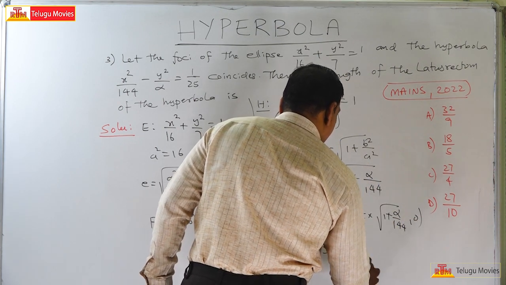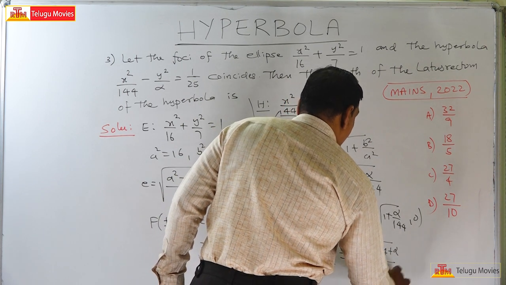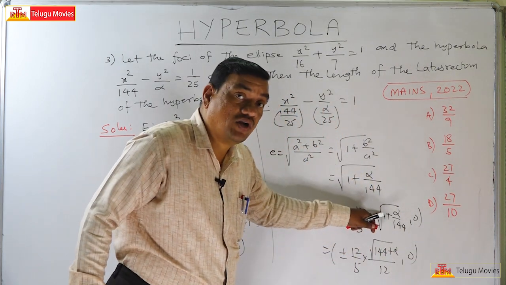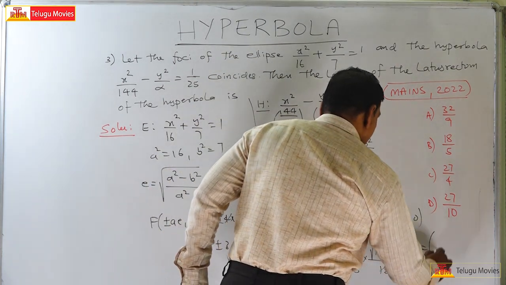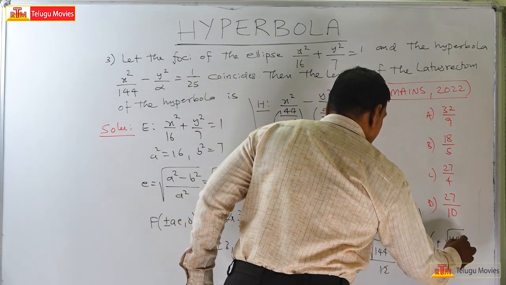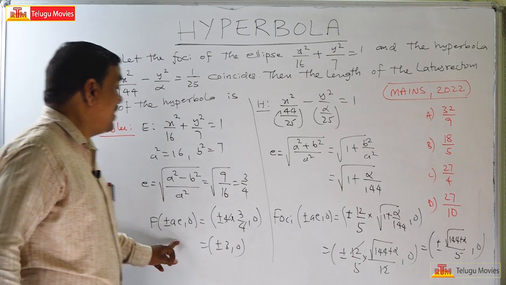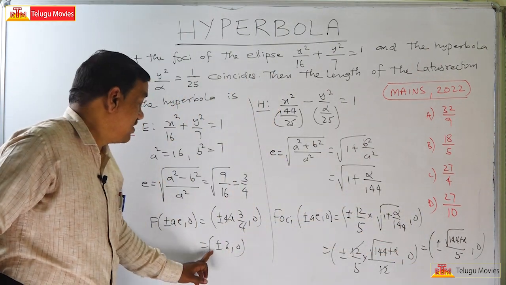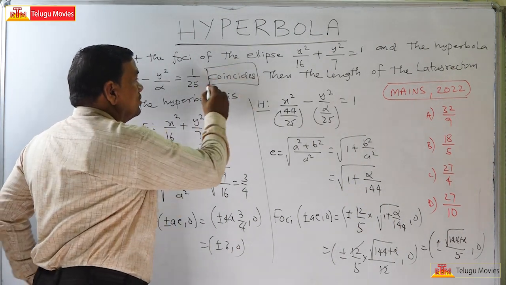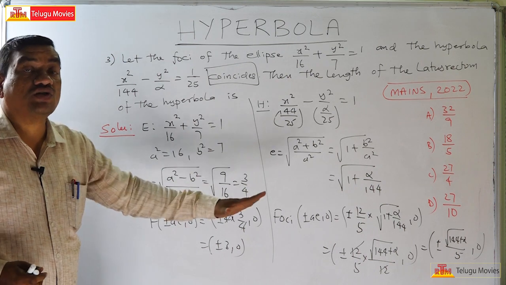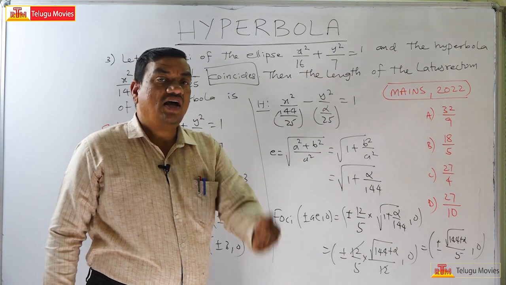Further we can simplify this: 12 by 5 into root of 144 plus alpha by 12 comma 0. Here I have taken the LCM, 144 plus alpha. Why? Because you can cancel 12. On the whole, how much will you get? Root of 144 plus alpha by 5 comma 0. That is the foci of this hyperbola, and this is the foci of the ellipse. And it is given that both foci coincide, so let us equate these two foci and get the value of alpha. After getting the alpha value, then easily you can find out the length of the latus rectum.